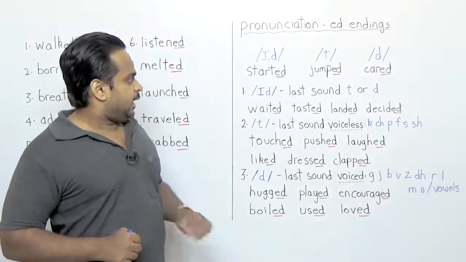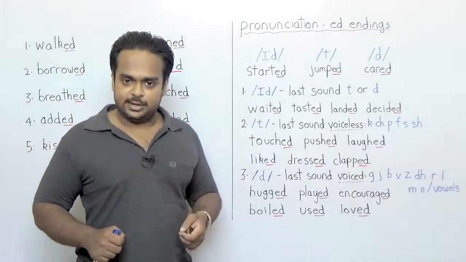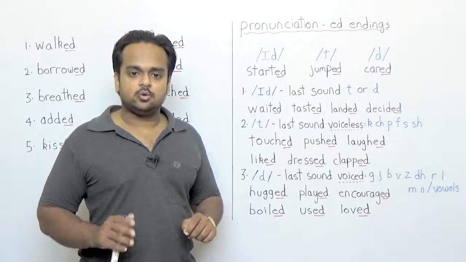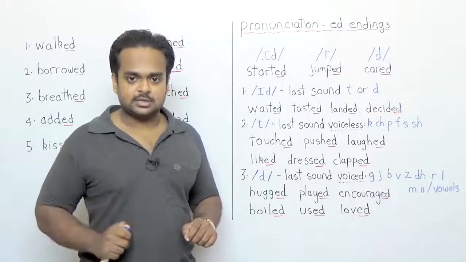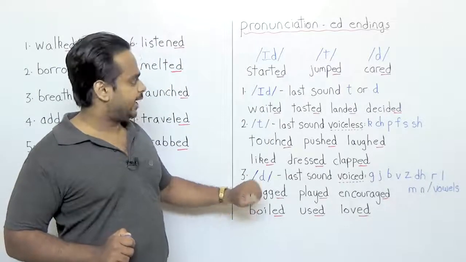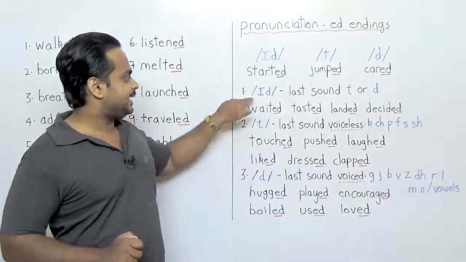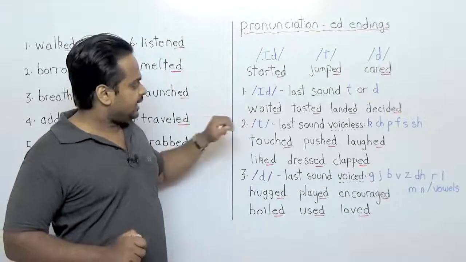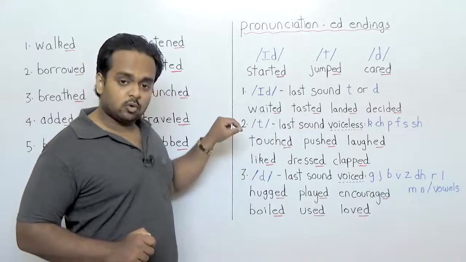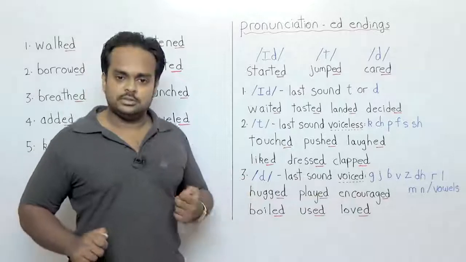All right, so now you know the three ways that we pronounce the ed endings. Now, before we finish this lesson, in a moment I'm going to give you a test to see if you can pronounce ed endings correctly. Before doing that, let's quickly recap what we've learned today. If the last sound in a word is t or d, then the ed ending is pronounced id. If the last sound is voiceless, then we say t for the ed ending. And if the last sound is voiced, the ed ending is pronounced d.